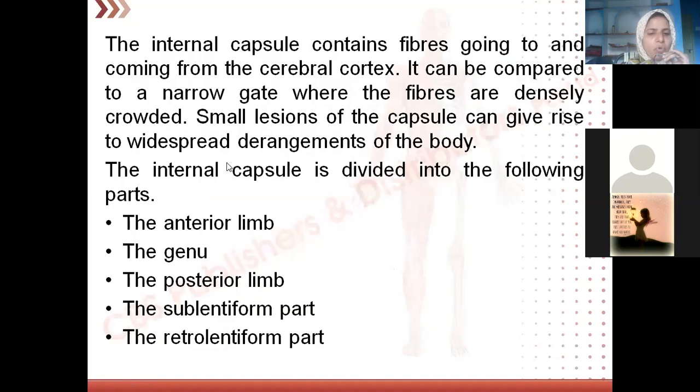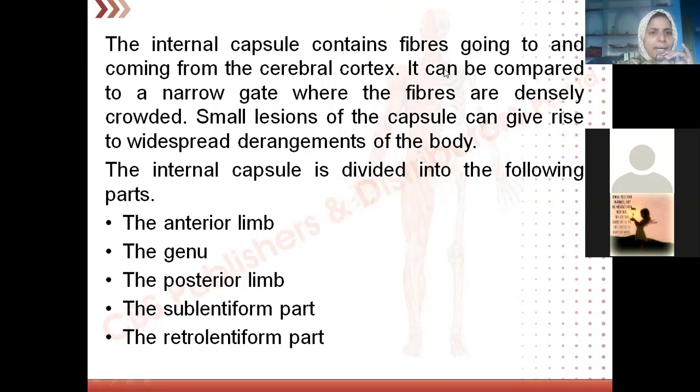Now, it's quite easy, but see, the internal capsule contains fibers going to and coming from the cerebral cortex. Going to means what? Ascending tracts. Coming from means what? Descending tracts. Ascending tracts are sensory. Very good. Sensory tracts, where are they related to? Areas 3, 1, 2, the sensory cortex. Very good.